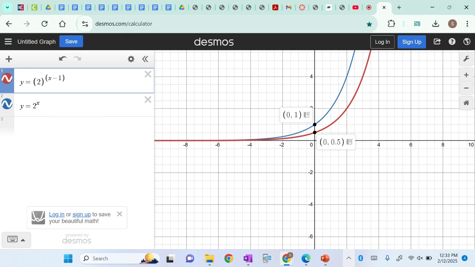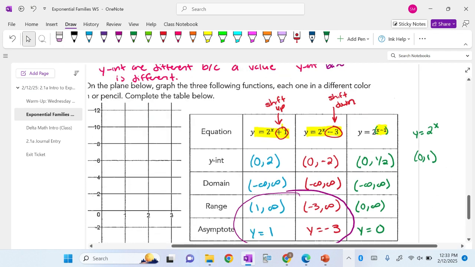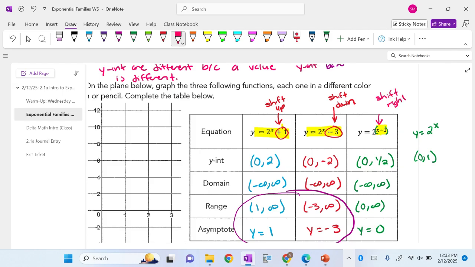Why is that? I'll give you a hint. The exponent is considered your brackets. The -1 is inside the brackets. It's being subtracted from our x value inside the brackets. So we actually shifted right. Nothing else changed about that graph except the y-intercept is slightly off because the graph shifted left and right.